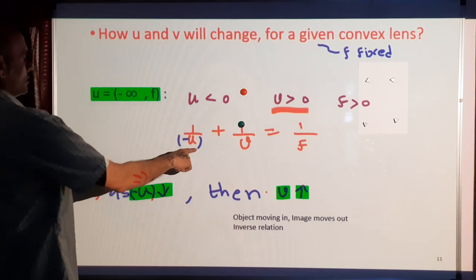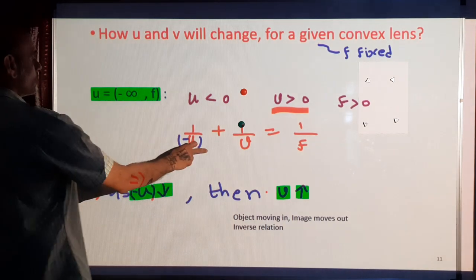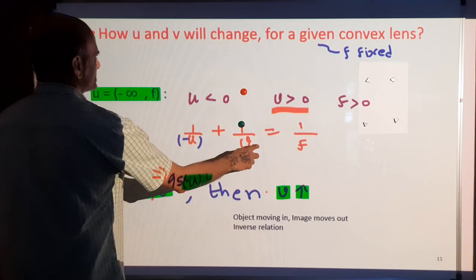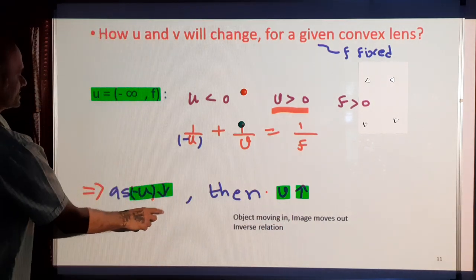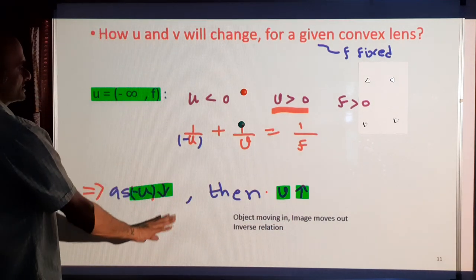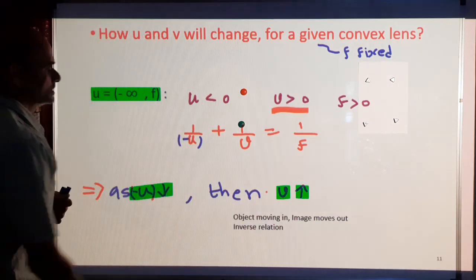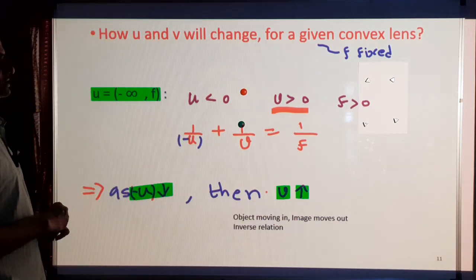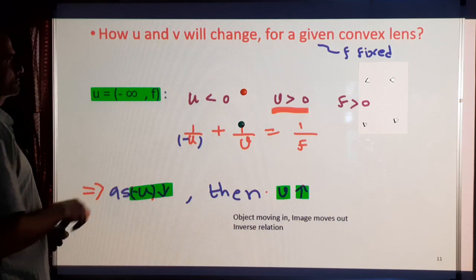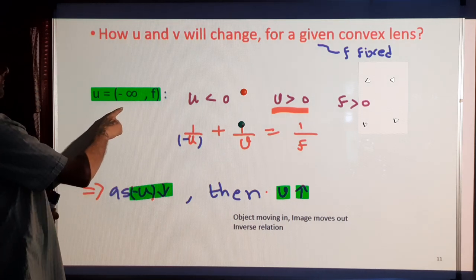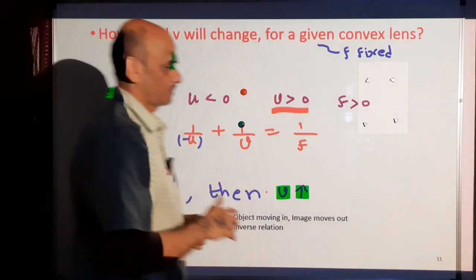So when the object is moving in, this term will go up, so this term has to go down, that means denominator has to increase. So image distance will increase. Object distance decreasing, that is, object is moving close to the lens, image is moving away. So there is an inverse relation between object moving towards the lens and image moving out. This is for the object moving between infinity and the focal point.